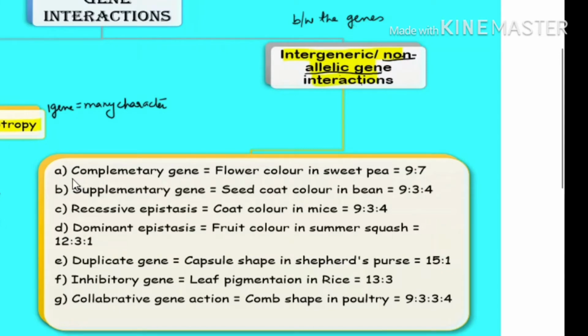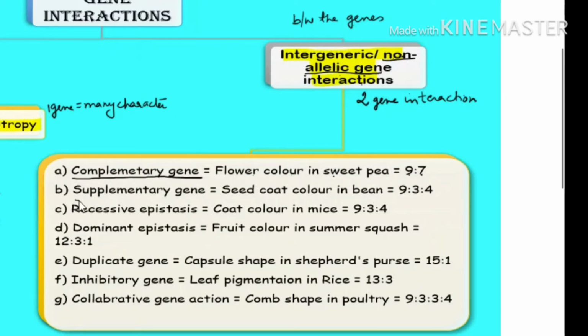One is complementary gene interaction. Today I will focus on this only, with the examples and the ratios modified from the Mendelian dihybrid ratios. So you can say it is actually two gene interaction, where the complementary ratio is studied in flower color in sweet pea, and the ratio is modified from the Mendelian 9:3:3:1 to 9:7.